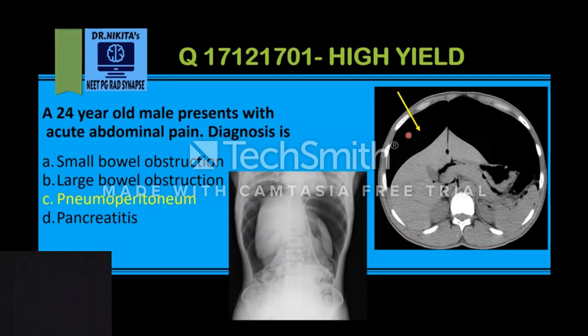Remember that in a CT scan, pneumoperitoneum would be seen anteriorly because the patient lies supine. So the anterior part becomes the non-dependent part where the air comes and settles down. So anterior pneumoperitoneum.